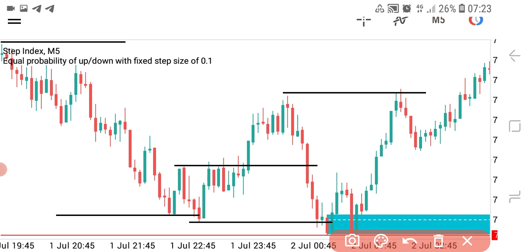Then we mark the order block of that pullback as our point of interest, and we wait for the market to come back and test that order block before we can think of taking an entry.